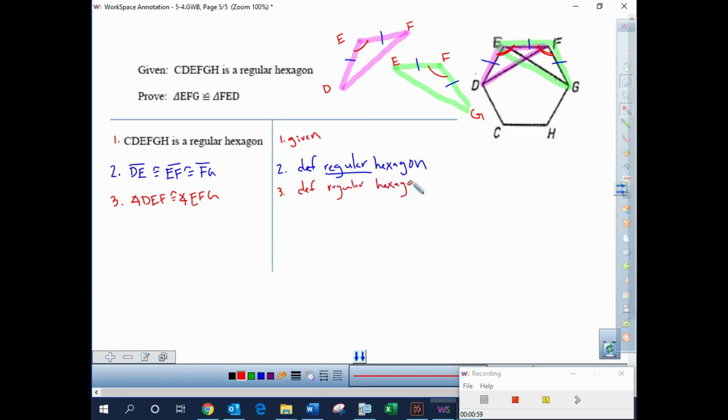Yeah, I know you could put those 2 things in the same step, but I'm a big fan of doing them separate when you're talking about sides up here and angles down here. So got to have it marked in the main picture, and now we have enough information to prove the 2 triangles congruent. So boom, triangle EFG is congruent to triangle FED by side angle side congruence theorem.